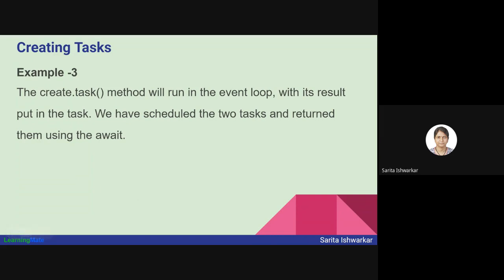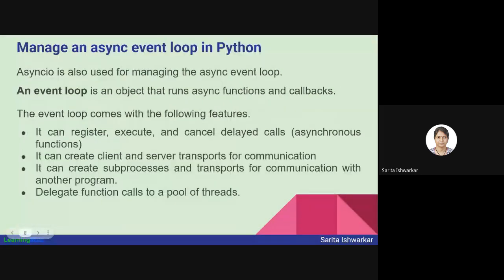Let's understand what it is. Asyncio is also used for managing the async event loop. An event loop is an object that runs async functions and callbacks. When we want to execute coroutines, the event loop will be crucial for the asynchronous function. When we run the asyncio.run method, the event loop object is created automatically.